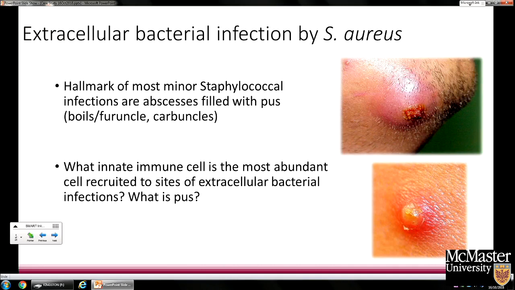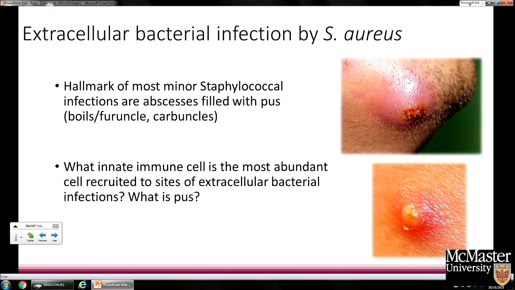Now, extracellular bacterial infections, such as from Staph aureus, the hallmark of a staph infection is sort of this abscess filled with pus. Here you can see it a little bit better. It kind of just looks like a pimple or an ingrown hair. So that's called a boil, whereas if you get something which is called a carbuncle, it's basically a bunch of these very close to each other, but that whole area gets inflamed and filled with pus. And this is very typical of a local staph infection.